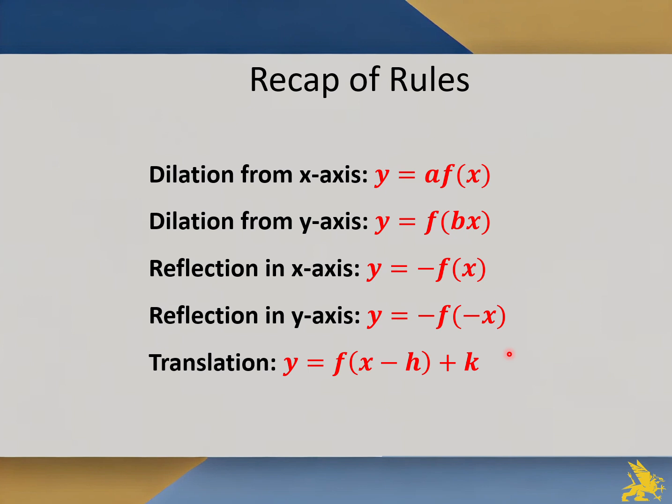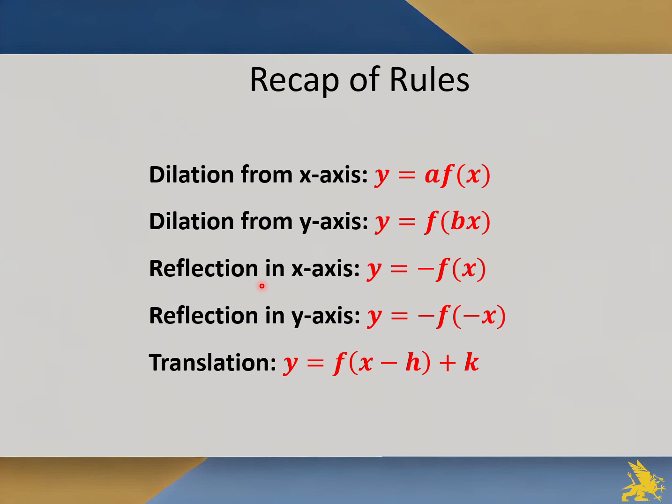With dilation from the x-axis, that means it's pushing away from the x-axis, so the y value is being affected. That's why it's got a times f of x, or a times y. Then we've got dilation from the y-axis. In this case, it is pushing away from the y-axis, which means our x value is moving. So that means we've got f of bx. Whatever our x value is, it's affecting that.